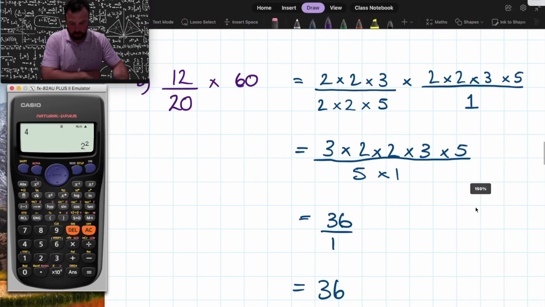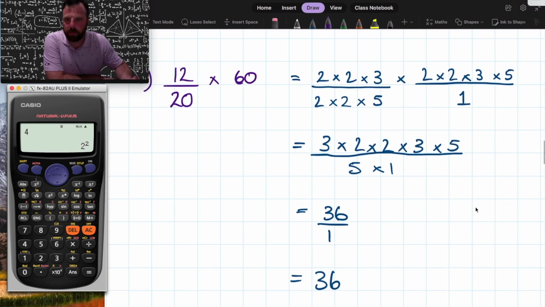So let's go over here and look at one that I've already completed for us. 12 over 20 times 60. Well, 12 is 2 times 2 times 3. 20 is 2 times 2 times 5. 60, well, the number 60 by itself has the number 1 in its denominator, but we're just lazy and we don't write it. So now let's have a look at this.